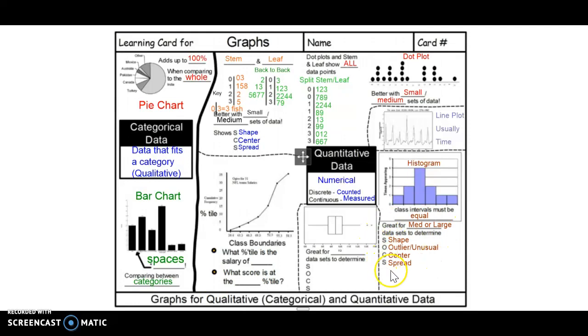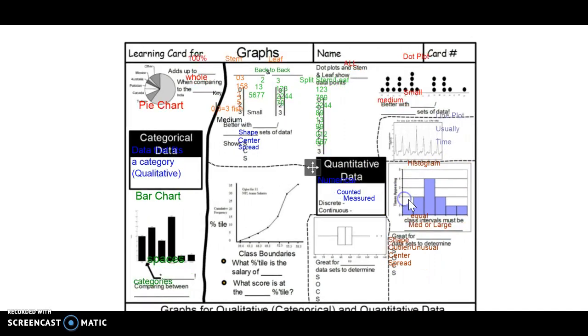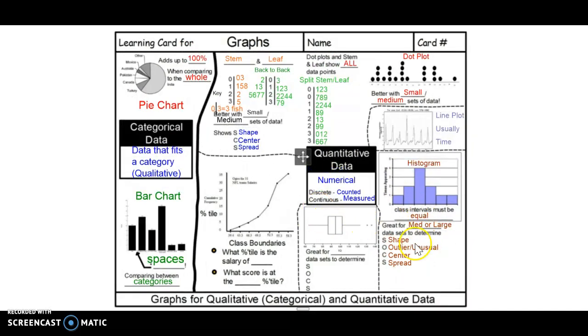A histogram also gives you a really good look at SOCS, or you can describe your distribution well using a histogram because it shows you the shape of the distribution. This would be bell-shaped and symmetric. It shows you any outliers or unusual features. You can describe the center of the distribution using a histogram, whether it's the mean or the median, and then the spread of a distribution can also be described with a histogram. So a histogram is really nice and is used many times to ask you to use SOCS in order to describe a distribution.